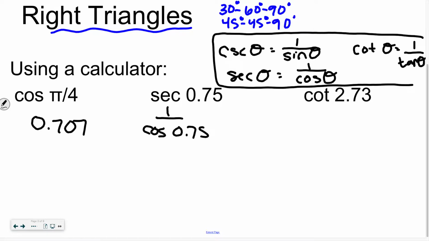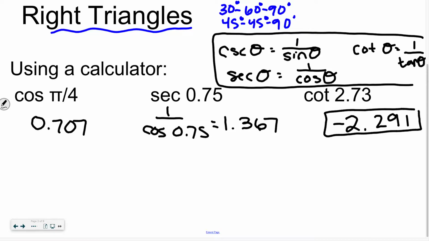Somebody give me, what's your decimal? Is it 1.36? I think it rounds up to 7. Yeah. Okay, 1.367. And cotangent, 2.73. I think this one comes out to be a negative. You give 2. I can't remember the decimal. 2.9, and does it round up to 1 maybe? Yeah. Okay. So in order to do cotangent, we had to do 1 divided by tangent of 2.73.